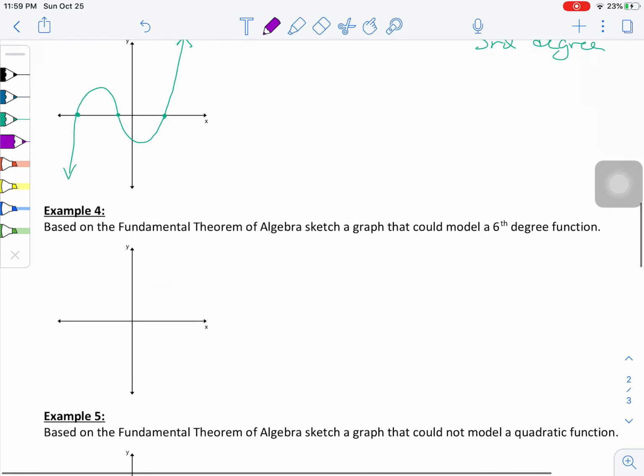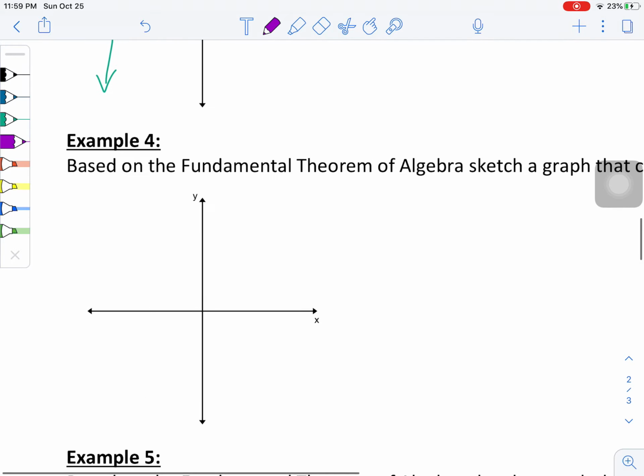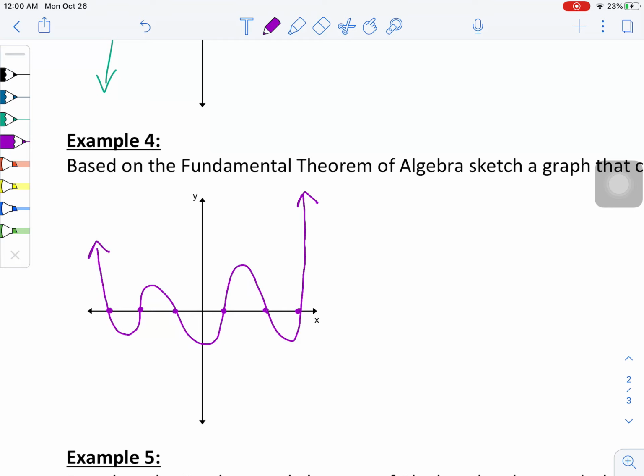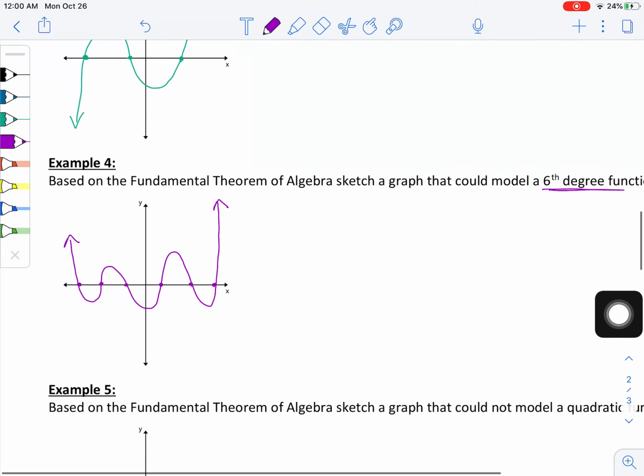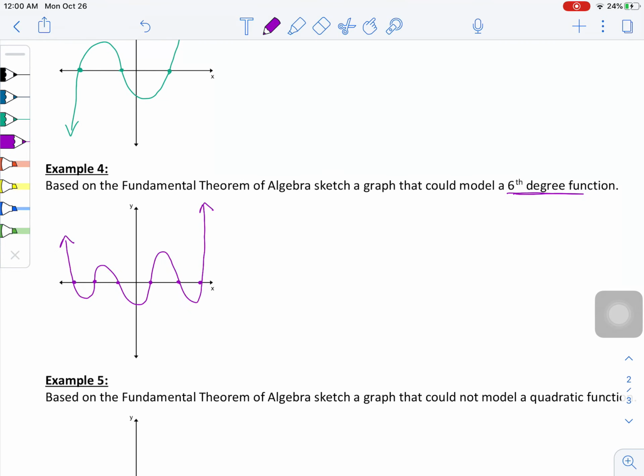Based on the fundamental theorem of algebra, sketch a graph that could model a 6th degree function. Well, 6th degree function means I need 6 zeros. So 1, 2, 3, 4, 5, 6. So we'll start positive this time. There we go. So we've got 1, 2, 3, 4, 5, 6 zeros. That is absolutely a graph that could model a 6th degree function.